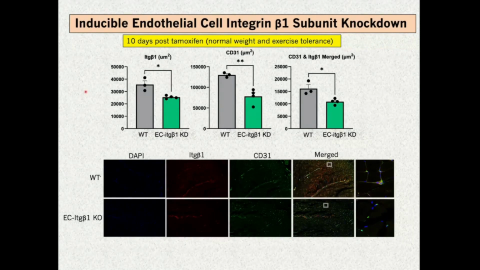But the mice gained weight normally. Their exercise tolerance was normal on an exercise stress test. Now, this knockdown resulted in a decrease in the capillary marker CD31, implying that capillary density is less. And you can see the merger of the two images showed a similar reduction. So the knockout on the endothelial cell, in otherwise lean mice, caused capillary rarefaction.